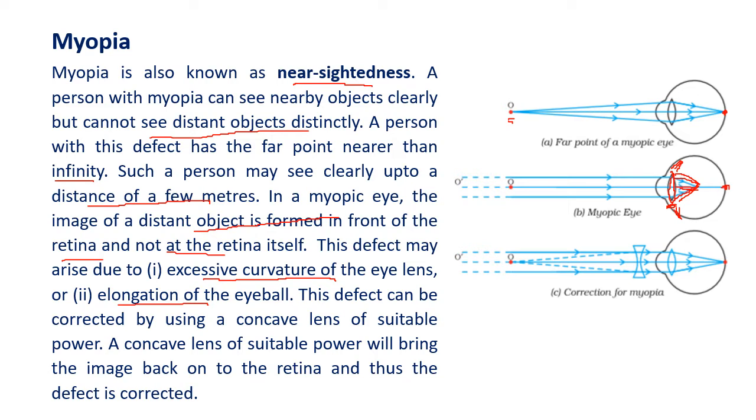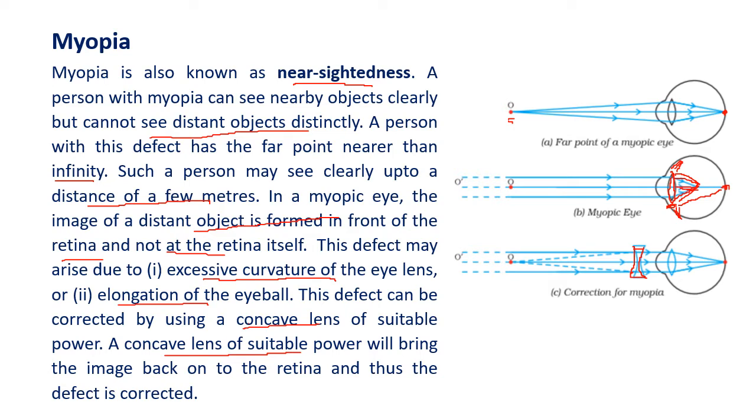Now, what to do to focus this light exactly on the retina? The light has to be diverged a little. To diverge the light, we use a corrective concave lens. Depending upon what the refraction is, we have to take a concave lens, because a concave lens diverges the light. So we have to select a concave lens of suitable power.